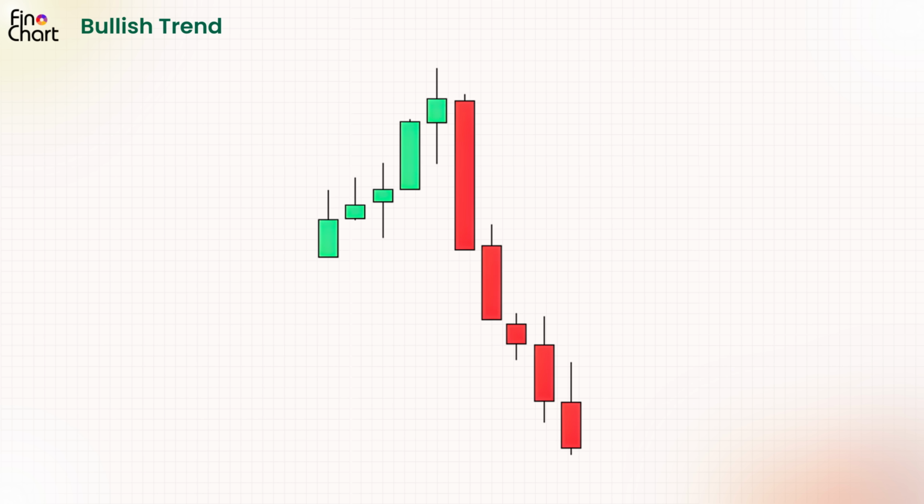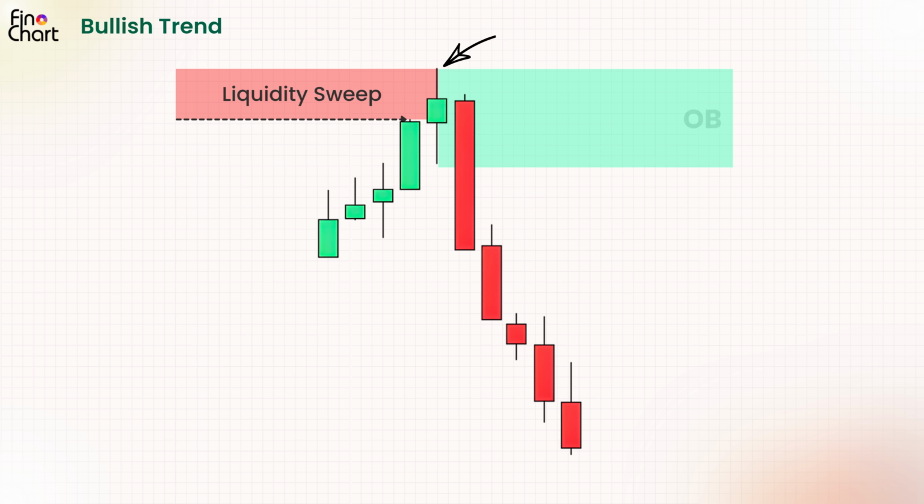The same logic applies in reverse for a bullish market structure. If the last bullish candle before a big drop broke above the previous candle's high, it swept the liquidity sitting above, making it a valid order block. But if it didn't break the previous candle's high, it's invalid.